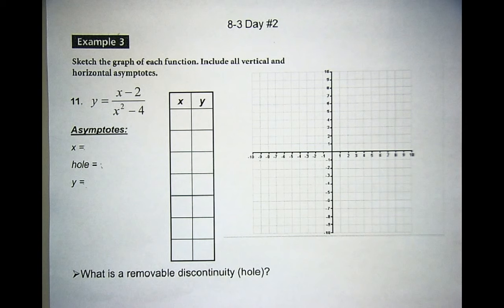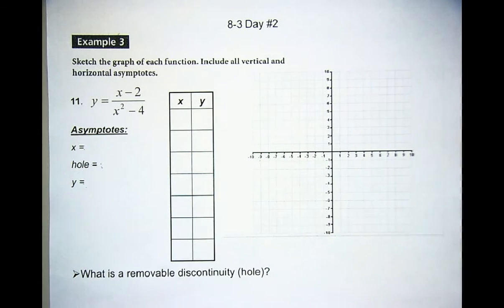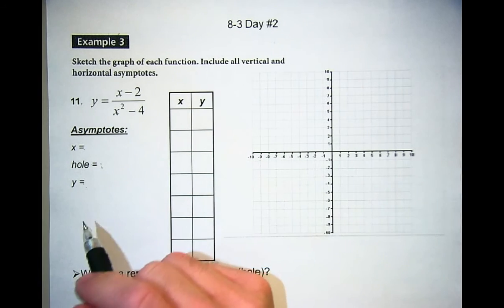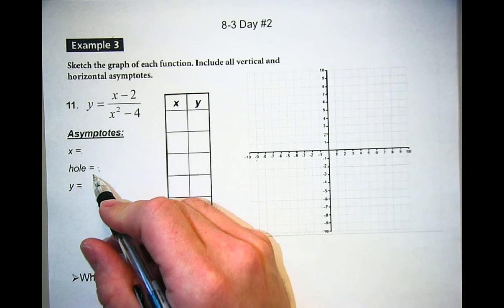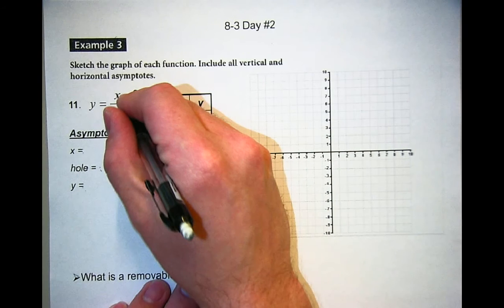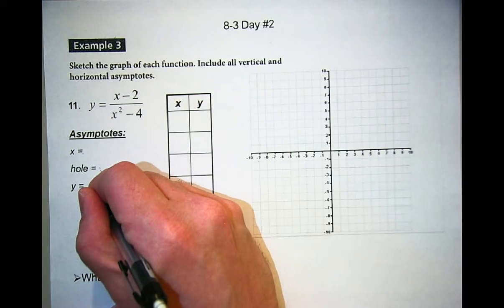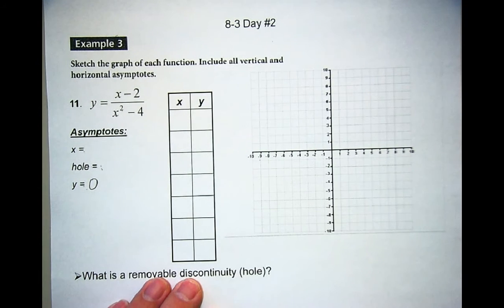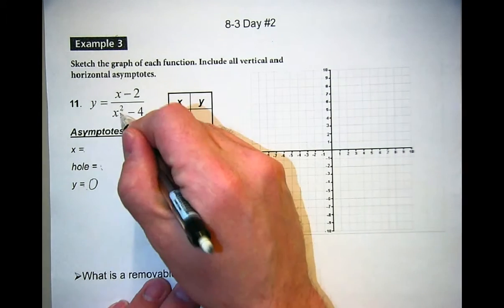All right. Tell your neighbor what your x asymptote is and your y asymptote. Okay, here we go. Let's start with the easy one. What's the y asymptote? 0, right? Power's greater on the bottom, and it's 0. Now, how many got 0 for the y asymptote? Power's greater on the bottom.